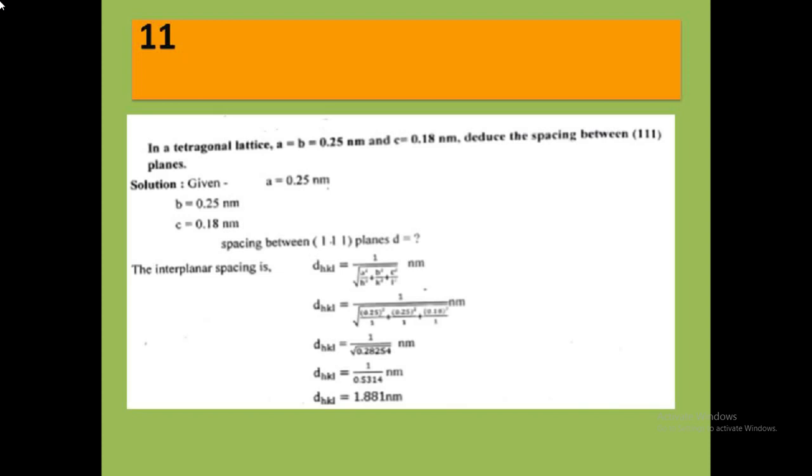d square is equal to 1 upon under root 0.25 the whole square upon 1 square plus 0.25 the whole square upon 1 square plus 0.18 the whole square upon 1 square. For solving, you will get d square is equal to 1 upon under root 0.28254 nanometer. d square is equal to 1 upon 0.5314 nanometer. When you solve it, you will get d square is equal to 1.881 nanometer or 1.881 into 10 to the power minus 9 meters.